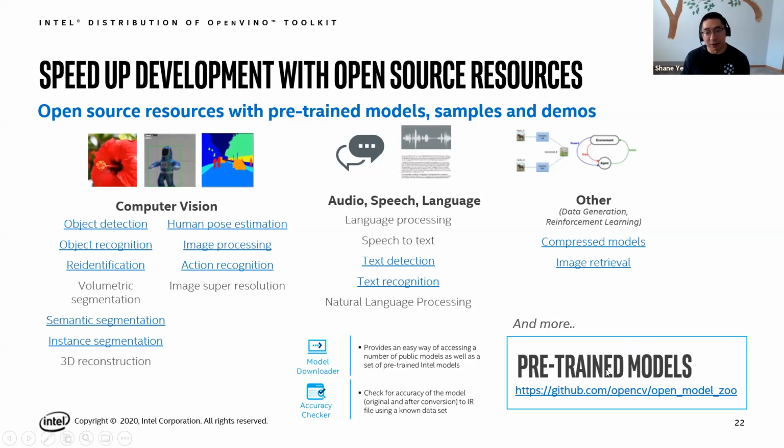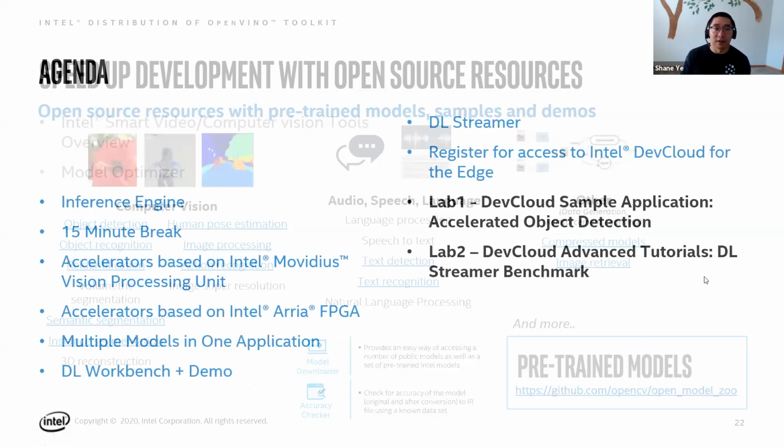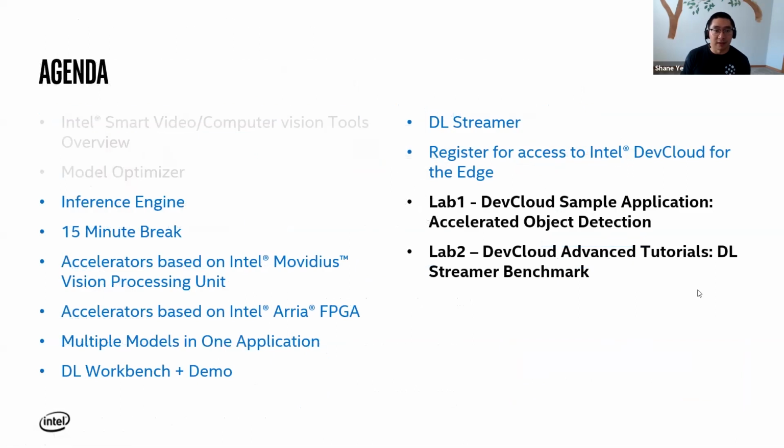There are two places you can find the pre-trained models. One is if you install the OpenVINO toolkit, they're already there within the installation package, or you can check the latest version on the GitHub repo. Okay, so I think that's a quick overview of the model optimizer. Stuart, I give it to you.